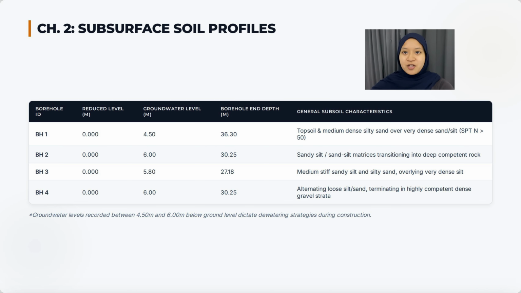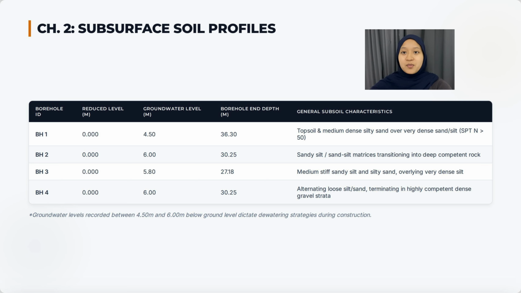This slide shows the summary of subsurface soil profile from 4 boreholes, which are borehole 1, 2, 3 and 4. The purpose of this table is to understand the ground condition at the site, including groundwater level, borehole depth and general soil types. All boreholes are referred to the same reference level, which is 0 meters. The groundwater level was found between 4.5 meters and 6 meters below ground level. This is important because groundwater can affect excavation work, especially if the excavation depth is below the water table. Therefore, dewatering or proper excavation support may be needed during construction.